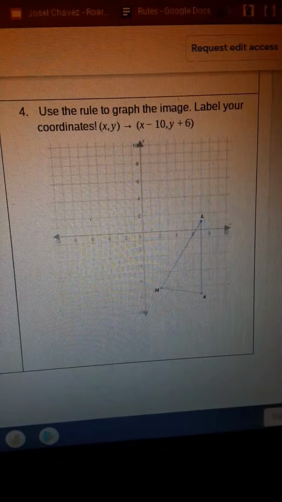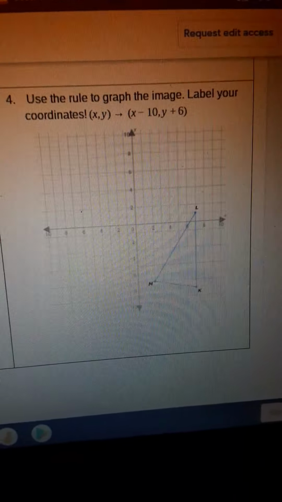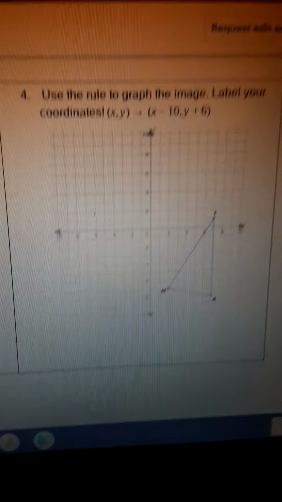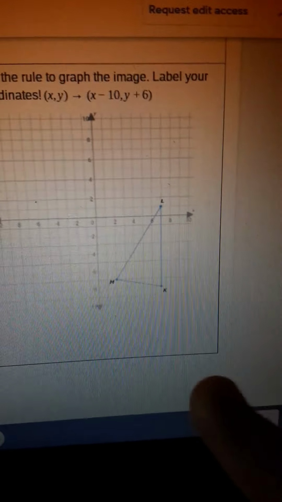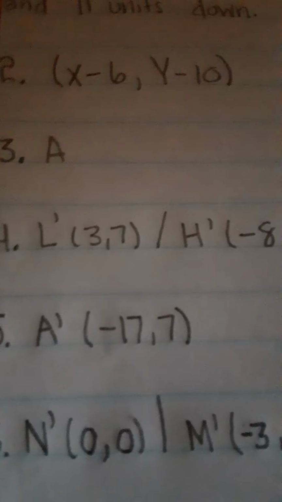Use a rule to graph the image. Label your coordinates. So basically what it's asking is to use that rule and apply it to this to be able to make the other figure. So after doing that, what you'll get is L prime is 3, 7, H prime, -8, -1, K prime, -3, -2, after you figure it out.